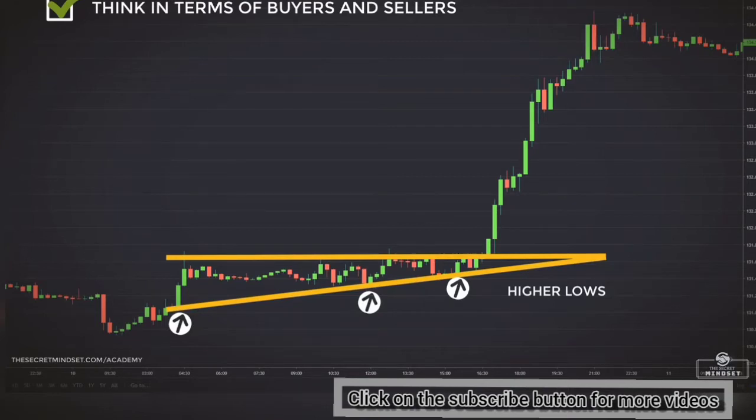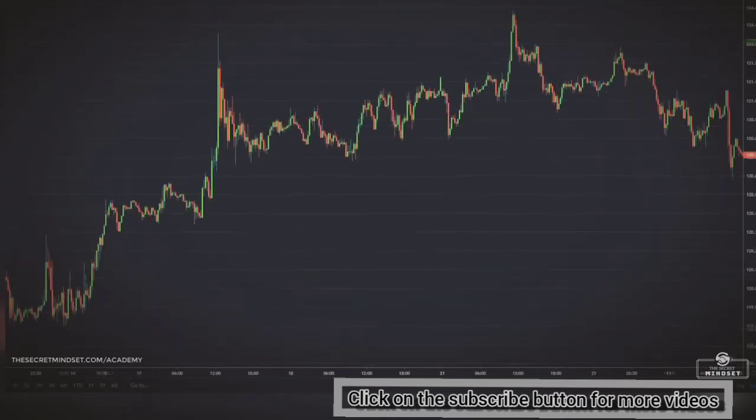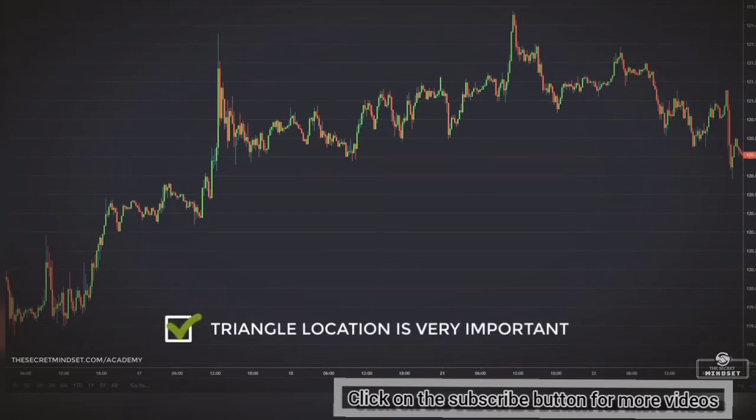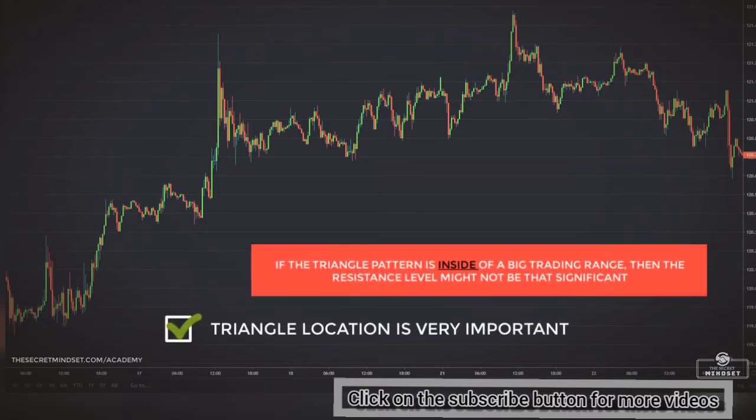When we reach the climax point of the triangle, when the price has nowhere to go, that's the moment when you should anticipate a breakout. The location of the pattern is also important. If the triangle pattern is inside a big trading range, then the solid resistance level might not be that significant.